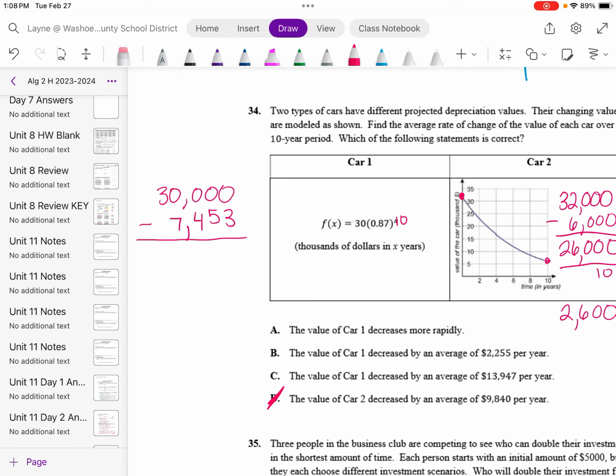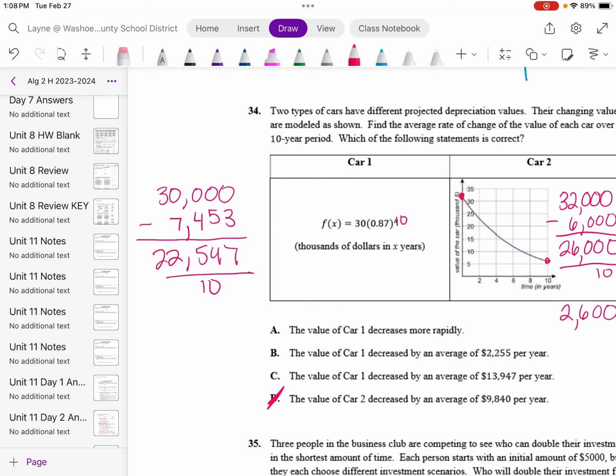But we need to multiply that by 1,000 because we want the value in thousands. All right, subtract those to find out how much it actually went down. So 30,000 minus 7,453. And I got that the car depreciated by $22,547 in 10 years. So I divide that by 10.